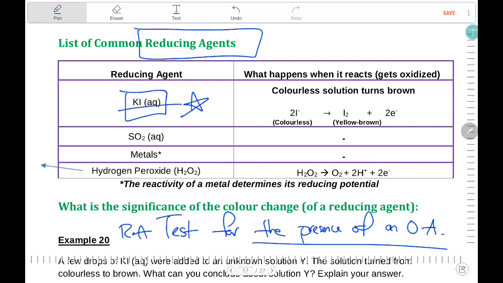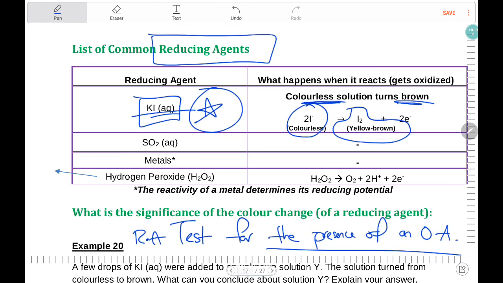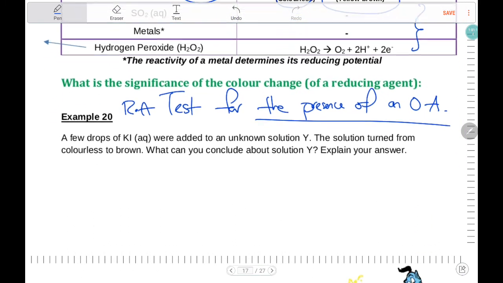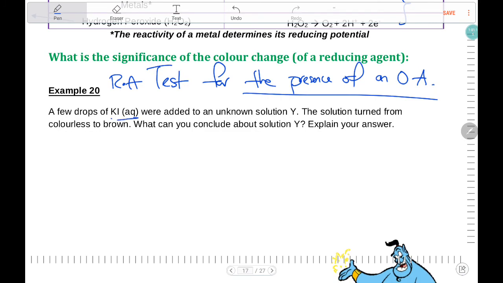And in the case of KI, a very common reducing agent, which you have to know, it essentially turns from colorless to brown. Right? So colorless, I- is the ion responsible, brown, iodine. Okay? So again, there are more reducing agents here. We'll talk about that later. For now, I just want you to know this. So a few drops of KI. Try example 20.